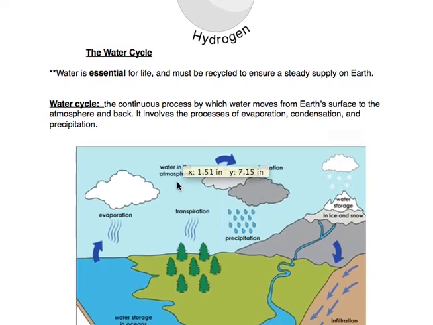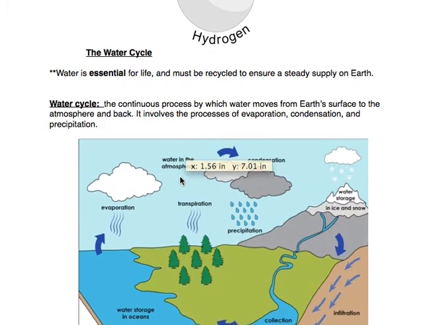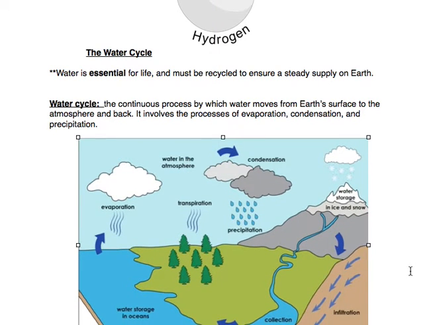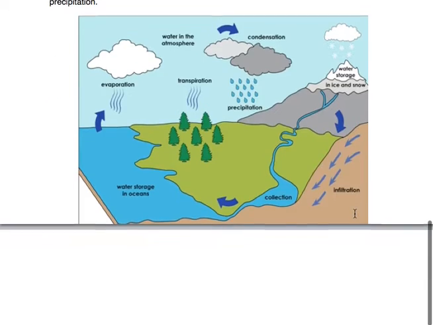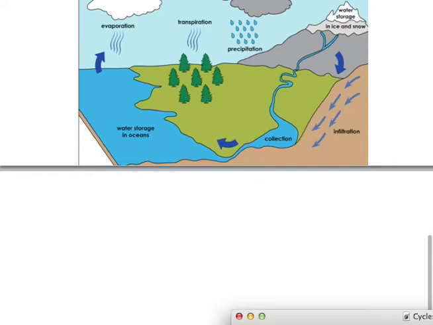Let's move this up a little bit so we can see the whole thing. So you have water in the ocean that evaporates, goes and condenses into clouds, and then falls back to the earth, and it continues. You have these blue arrows showing that it continues to go around and around and around. So here we are going to talk about evaporation first. So what is evaporation?